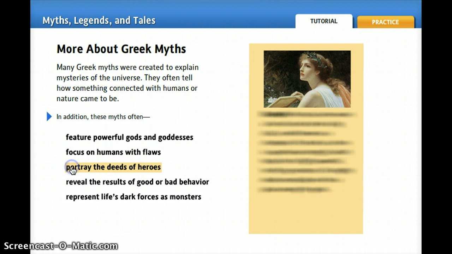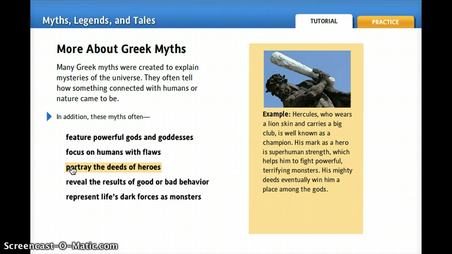They portray the deeds of heroes. For example, Hercules, who wears a lion's skin and carries a big club, is well known as a champion. His mark as a hero is superhuman strength, which helps him to fight powerful, terrifying monsters. His mighty deeds eventually win him a place among the gods.